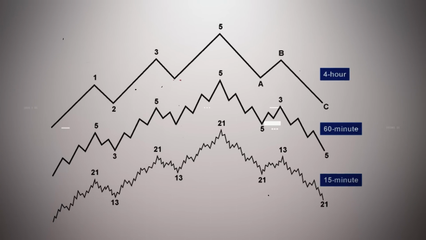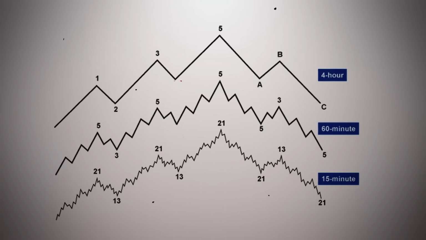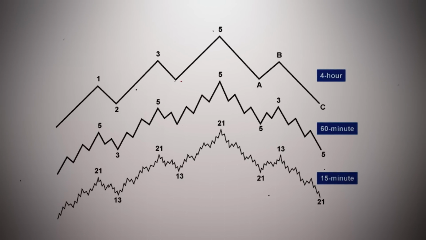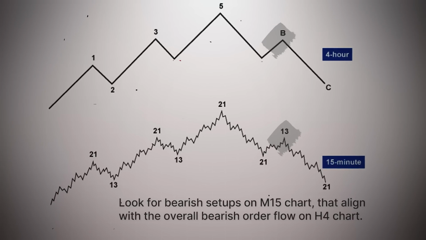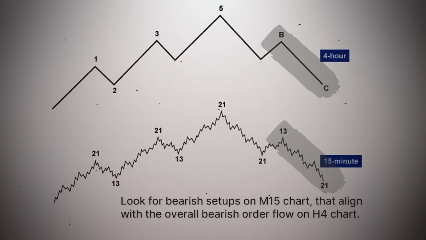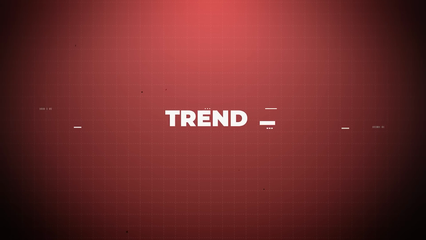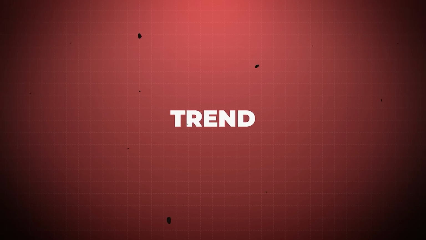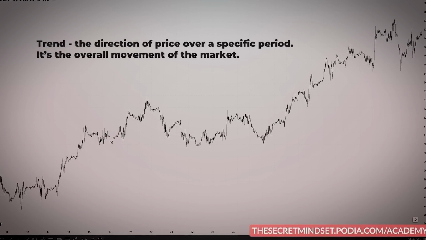Thus, by comparing the 15-minute swings to the 4-hour trend, you can get a sense of how the market is behaving on a smaller scale. You then simply look for bearish setups on the 15-minute chart that align with the overall bearish order flow on the 4-hour chart. Trend is all about the direction of price over a specific period. It's the overall movement of the market.